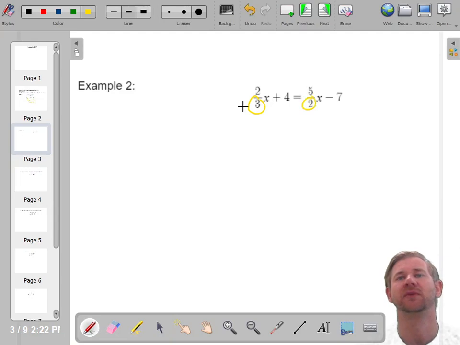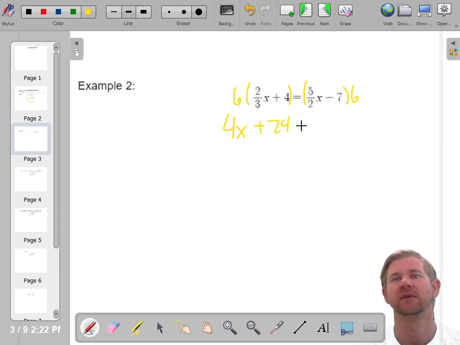Common multiple here between 3 and 2, the least common multiple. Again, you can multiply them together in this case and get 6. I'm going to multiply everything by 6. So when you multiply by 6, 6 times 2 is 12. 12 divided by 3 is 4x. 6 times 4 is 24. So you distribute. On the right side, if you do 6 times 5 halves, first figure that out. 6 divided by 2 is 3. 3 times 5 is 15. And 6 times 7 is 42.